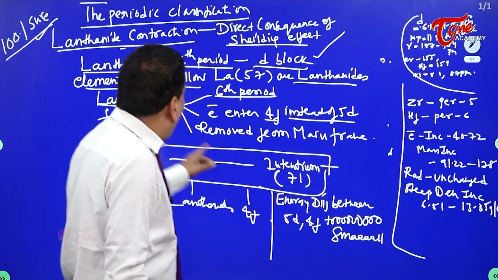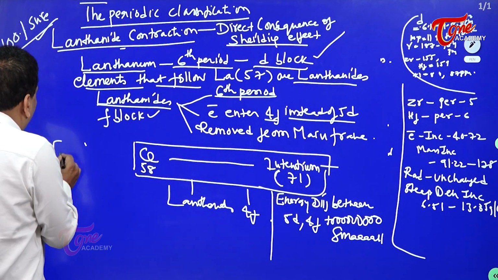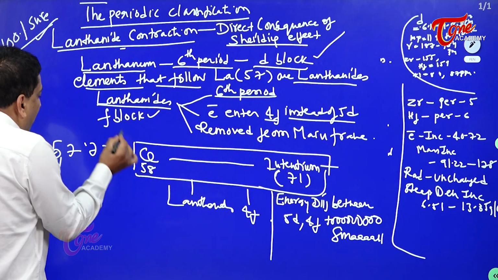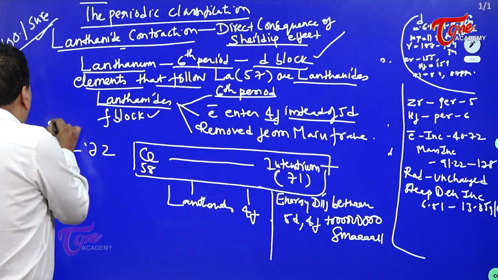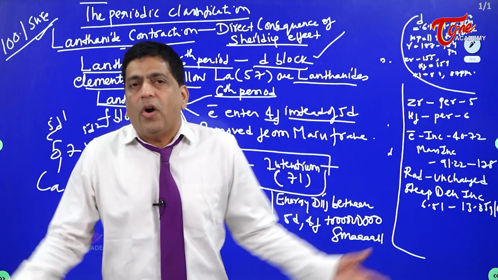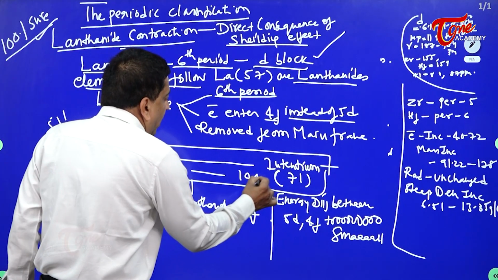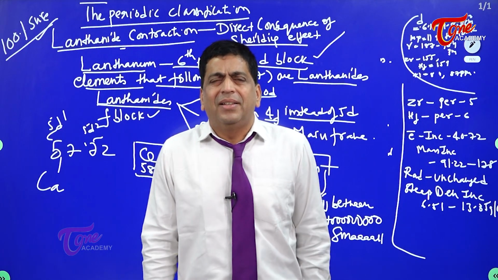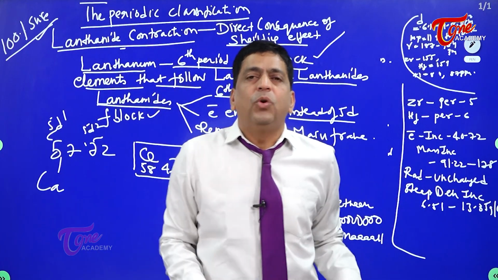So lanthanum is a D block element, atomic number 57. This is lanthanum. We expect 58 here, but rather you get 72. Here it enters 5D1, and this is 5D2. Remember, that is 5D2. And what happened to the missing elements? They enter 4F1 to 4F14. That means the energy difference between the 5D and the 4F is very less. So after entering, it will tell you hi. No rule or principle can guide them.